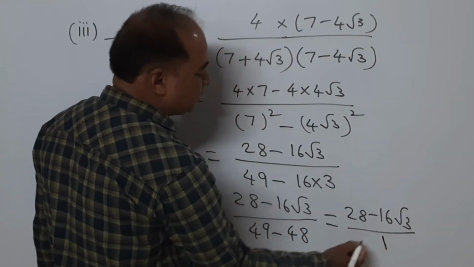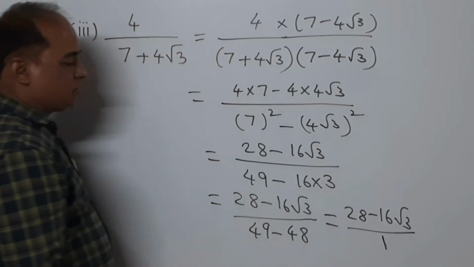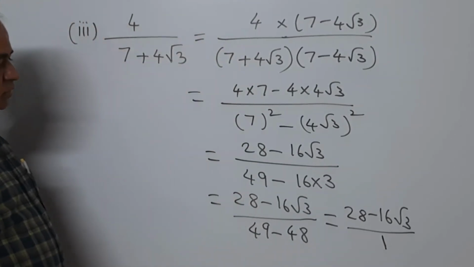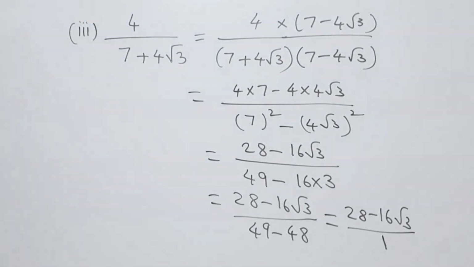Hence, we have rationalized the denominator. 1 here is the rational number. So this is the solution of the third example.